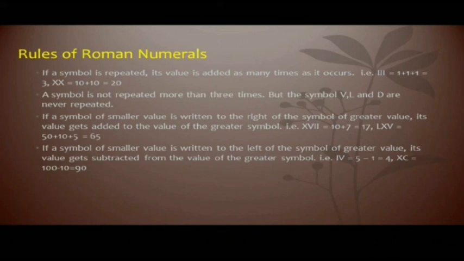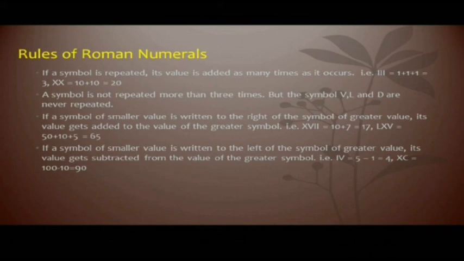If a symbol of a smaller value is written to the right of a symbol of greater value, its value gets added to the value of the greater symbol. That is, XVII is 10 plus 7 is equal to 17, and LXV is 50 plus 10 plus 5 is equal to 65.